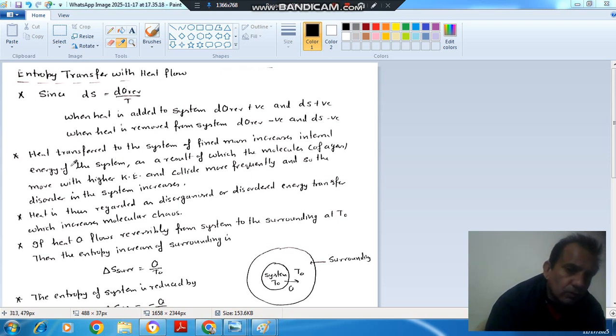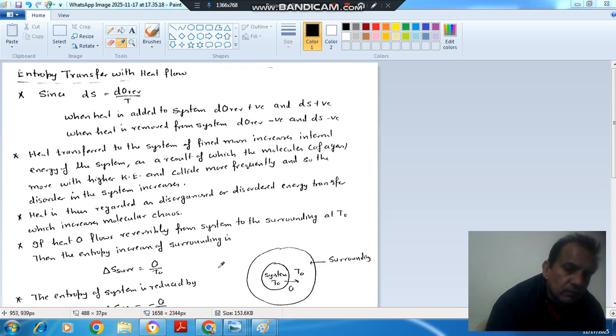I will read this out. Heat transfer to a system of fixed mass increases the internal energy of the system, as a result of which the molecules move with higher kinetic energy and collide more frequently. So disorder in the system increases. Heat is thus regarded as disorganized or disordered energy transfer, which increases molecular collision. That molecular collision is your entropy increase. The more the molecular collision, the more will be the entropy.